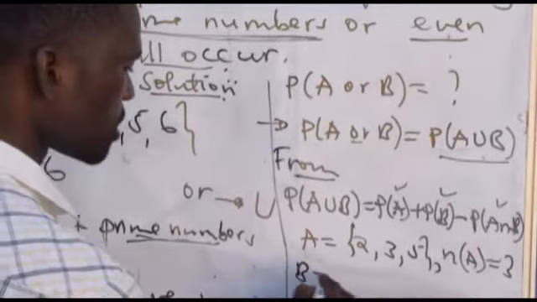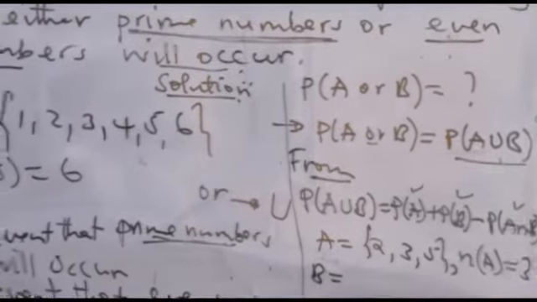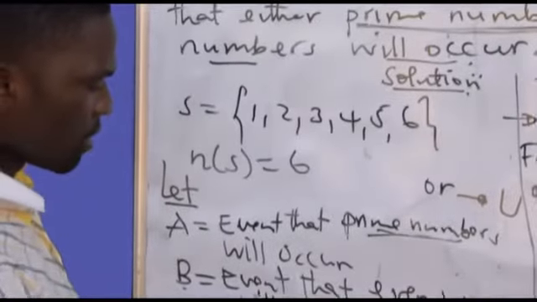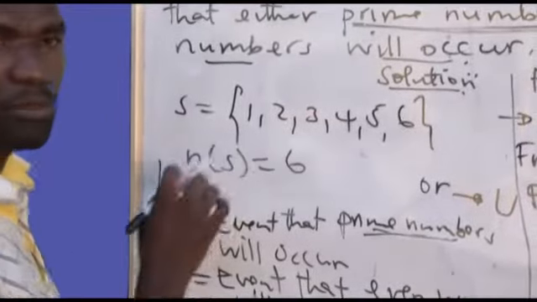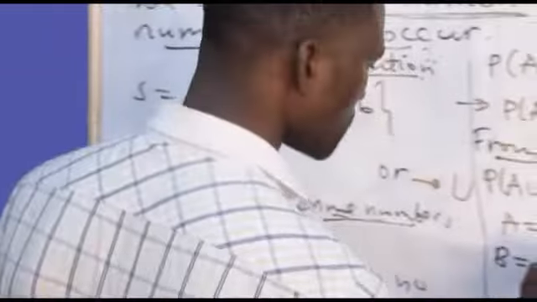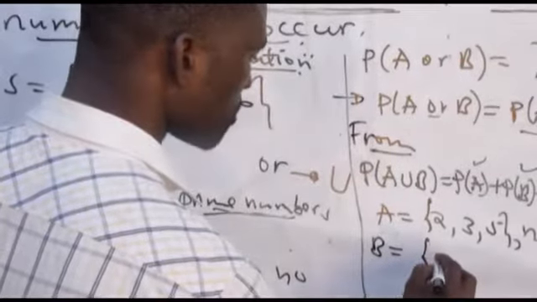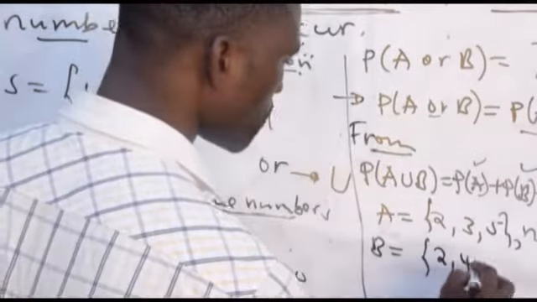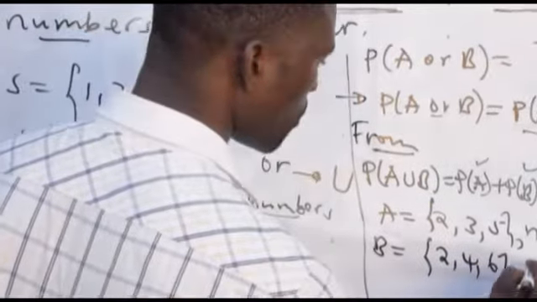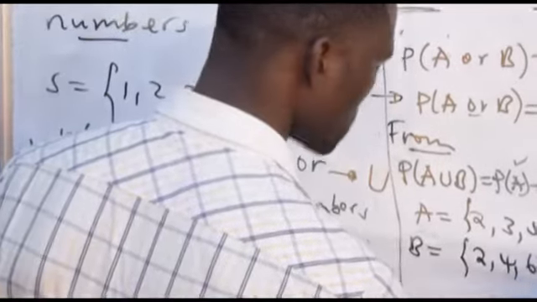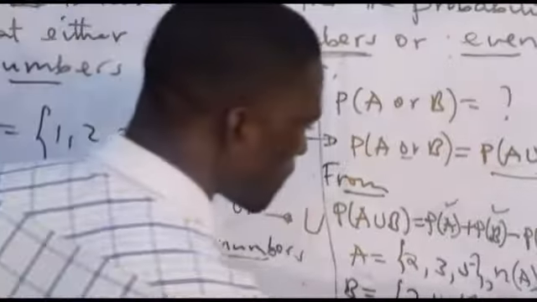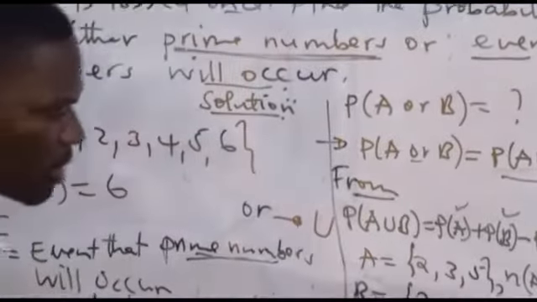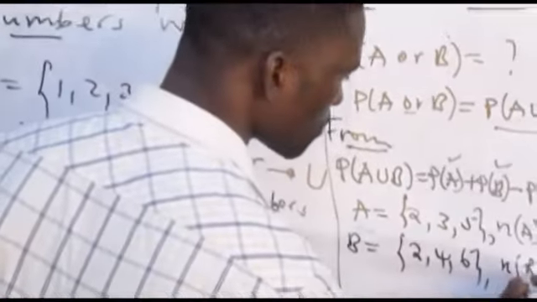Again, you have to identify set B. According to the question here, set B is even numbers to occur from the sample space set. So even numbers will be 2, 4, 6, where the number of elements in this set, if you count, is 3.